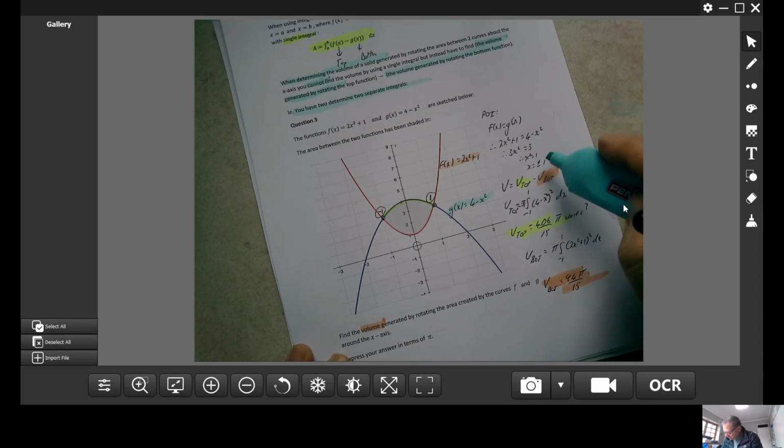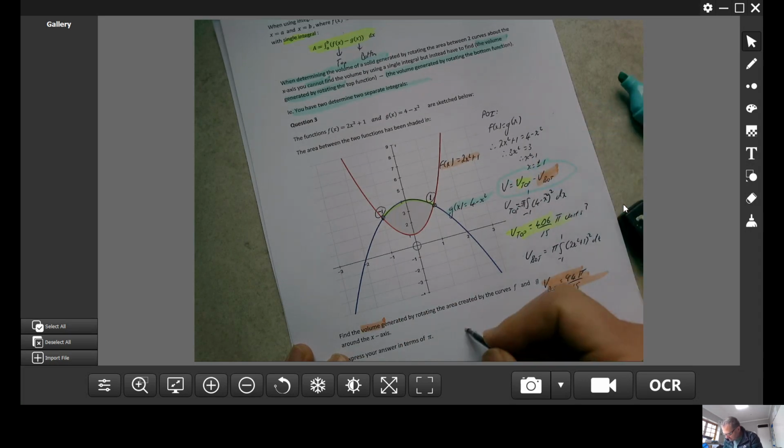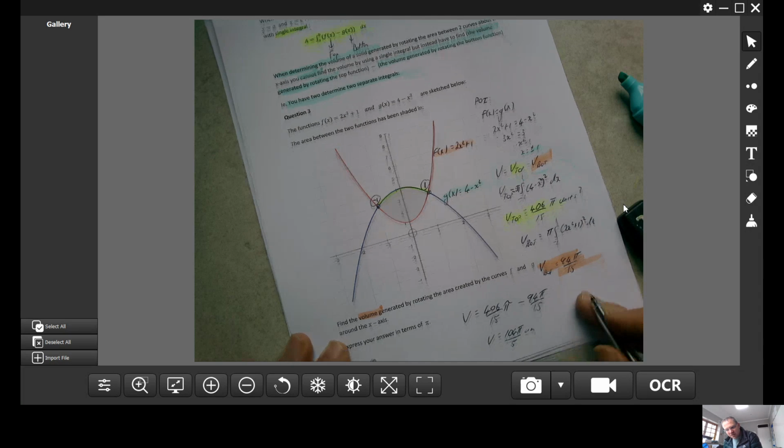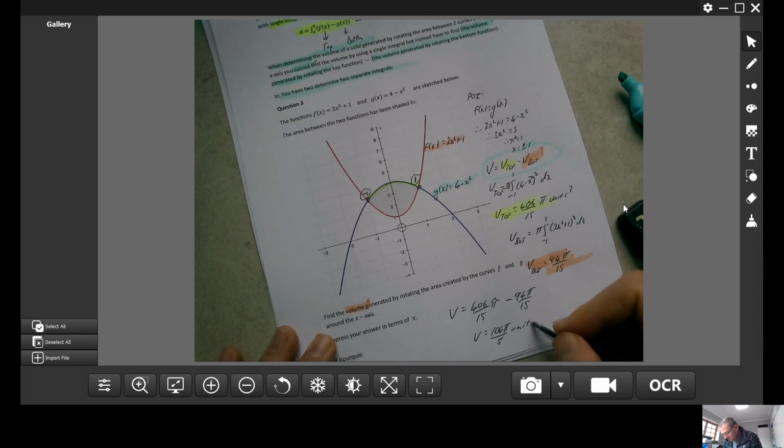So your total volume, if I go back to this, is going to be the volume of the top function, which is 406 over 15 pi, minus 94 pi over 15, so 406 minus 94. If we simplify that, you can check, the volume is going to be 104 pi over 5. It simplifies to that. Units cubed. Okay, and there's your final answer.